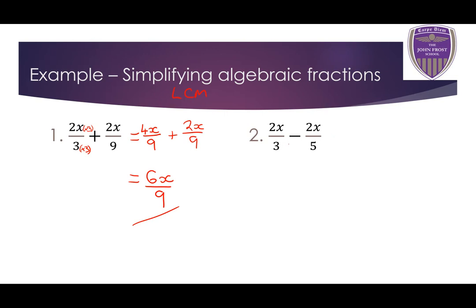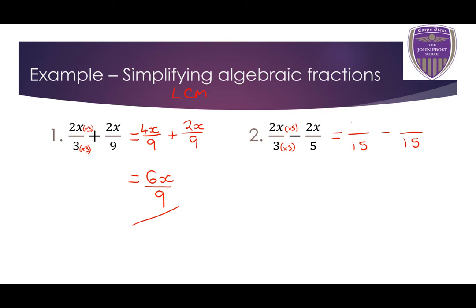So we've got 2x over 3, take away 2x over 5. Again, we can't take these away yet because they have different denominators. So let's think, what is the lowest common multiple of 3 and 5? Well, it is 15, same as the first example. What do I have to multiply 3 by to get 15? Well, I have to multiply it by 5. Whatever I do to the bottom, I have to do to the top.